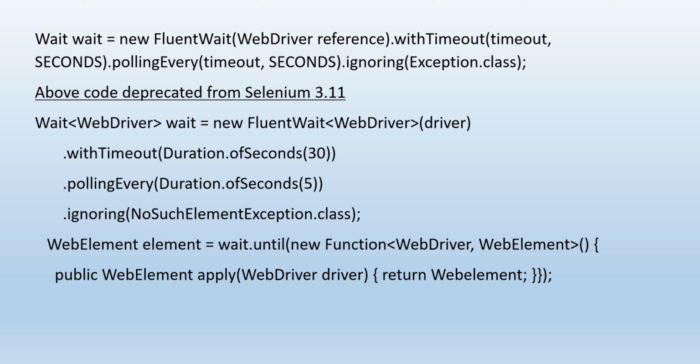WebElement = wait.until. Here wait is the object we initially created, and wait.until takes the function Function<WebDriver, WebElement>. The public WebElement apply(WebDriver) returns the web element. Once the web element is available, it will do the further action. We'll see it in the practical. The difference between the explicit wait and fluent wait is the polling: every 5 seconds, or whatever time we give, it will poll every that interval. Suppose I take 5 seconds, it will poll every 5 seconds. Let's see in the practical.